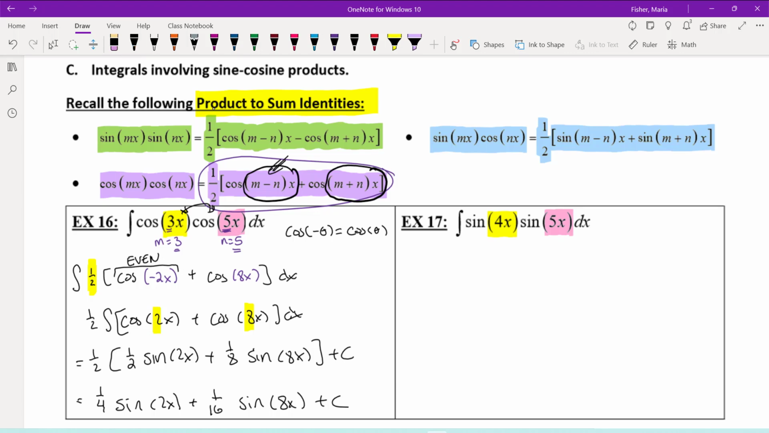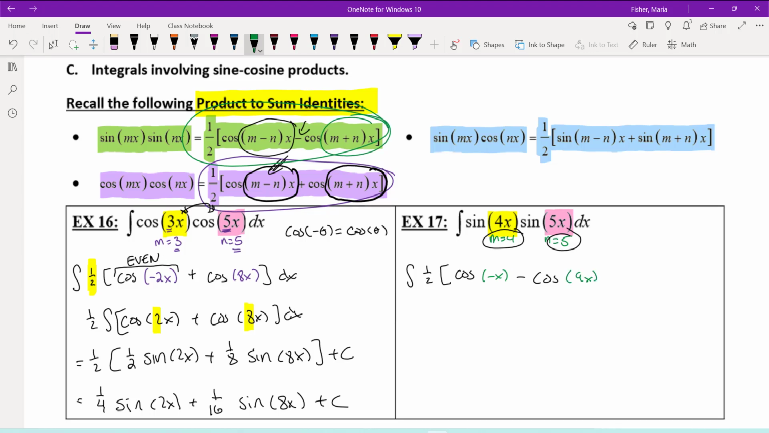Last one, number 17, the integral of sine of 4x times the sine of 5x dx. Well, that's going to use this green formula over here. In this case, my m is equal to 4 and my n is equal to 5. So following this formula over here, we can rewrite this as the indefinite integral of 1/2 times the cosine of m minus nx. So 4 minus 5 is going to give me negative x. And then minus the cosine of m plus nx, in this case 4 plus 5, or 9x dx.